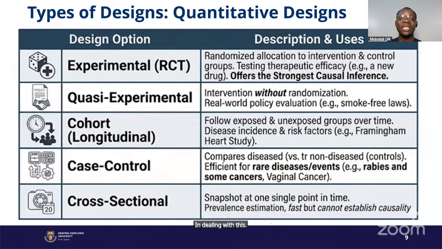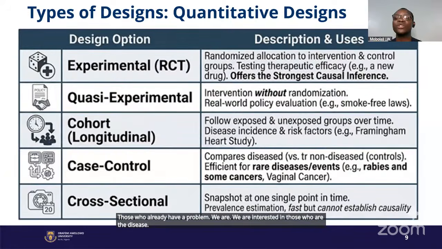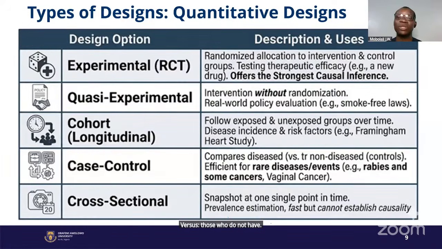And then we also have a case control study, or case control design. This is a research design that compares the diseased, those who already have the problem we are interested in, those who have the disease, versus those who do not have the disease. So we have the case, and then we have the control. Those who do not have the disease are the controls. This kind of research design is mostly used when we are dealing with a rare event or rare disease.